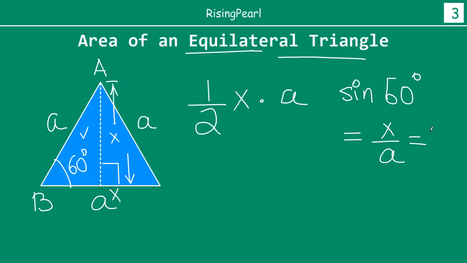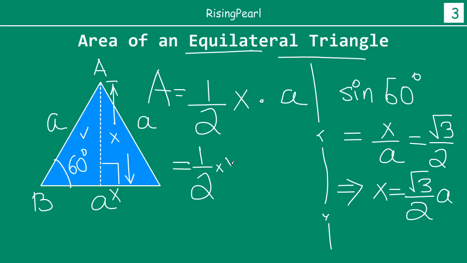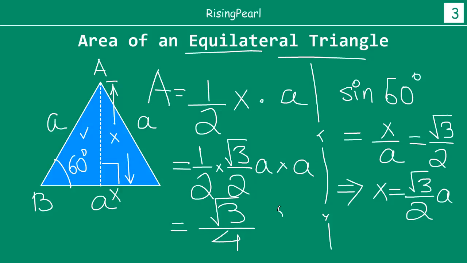Now sine 60, we know, friends, is square root 3 by 2. So from here we see that x is equal to square root 3 by 2 times a. Now going back to the area of a triangle, which is given by this, let's just keep this on the side. So area of the triangle will be half times x, which is square root 3 by 2 times a, times the base, which is this a. Or in other words, it will be square root 3 by 4 a square.